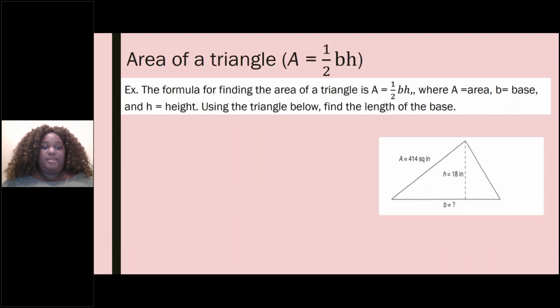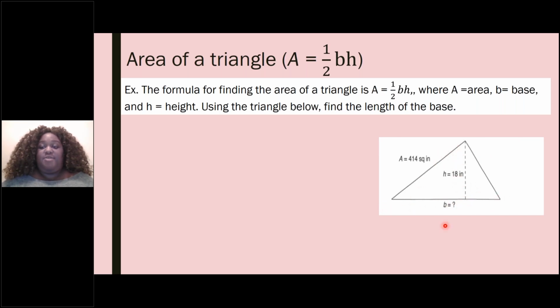Okay. So the next one, let's talk about the area of a triangle. You may get the formula on your list, that the area of a triangle is 1/2 the base times the height. So this is the formula for finding the area of a triangle: A equals 1/2 the base times height, where A equals the area, B is the base, and H is your height.